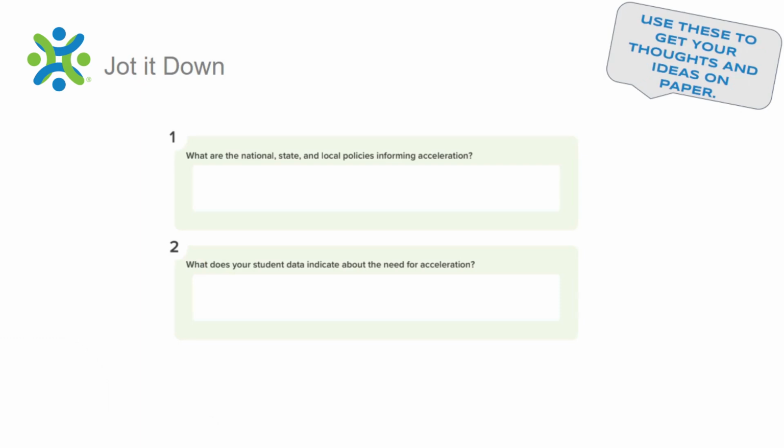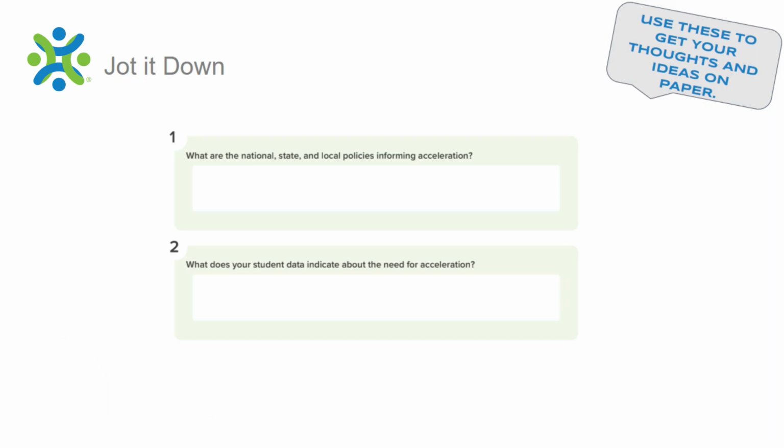The very first thing you must look at: what are the national, state, and local policies informing acceleration? The term policies is used very intentionally here. It is possible that your state has compliance guidelines in place, either in administrative statutes or education statutes, that tell you exactly what you must do for acceleration. Knowing your parameters here is crucial.